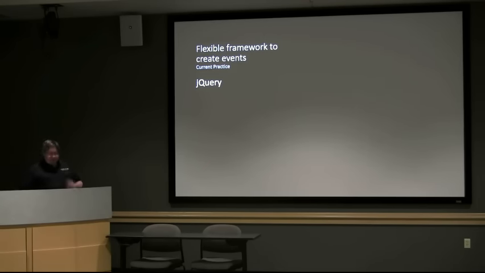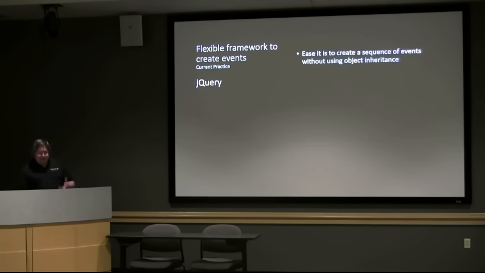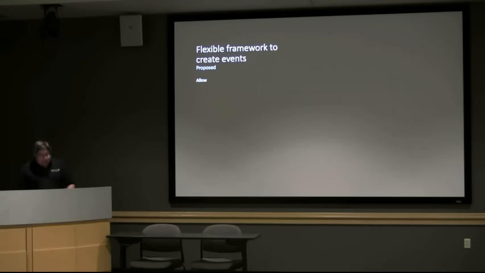But in my research, I really came across the library that really works, that's what I mimicked this particular proposal around, and that is the jQuery library. The jQuery library makes it easy to sequence events without object inheritance. It includes animation in the event for speed and easing parameters. So what is being proposed for a flexible framework? To allow inheritance, to allow methods to be overwritten in existing events with lambdas or callback functions.